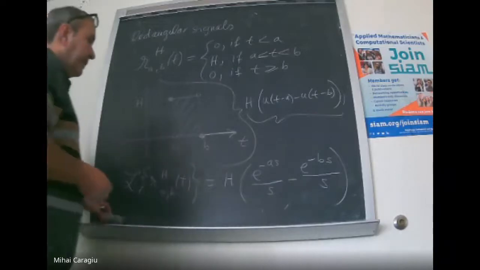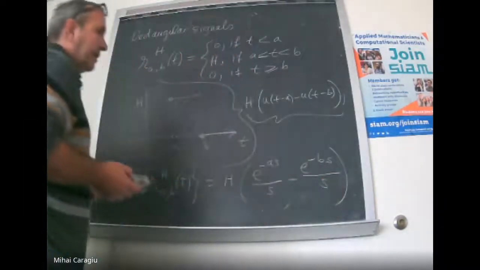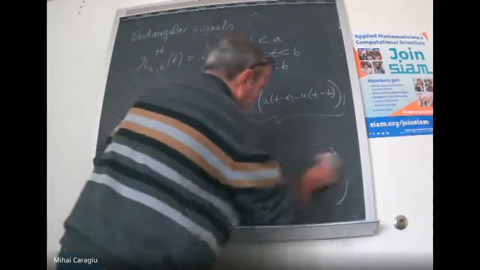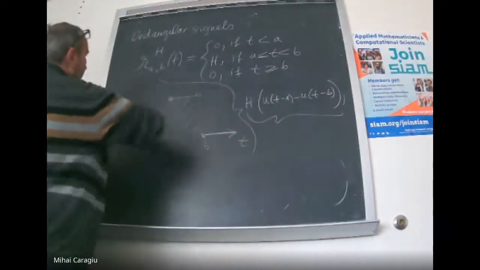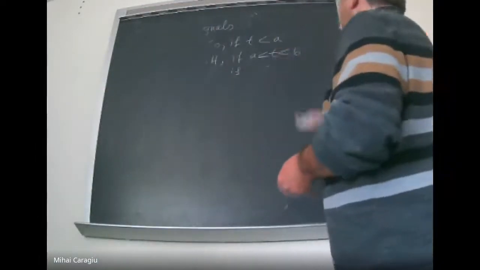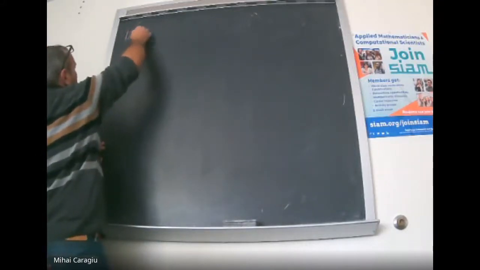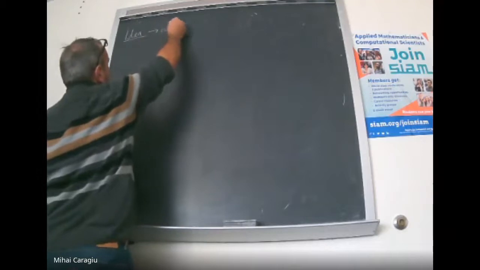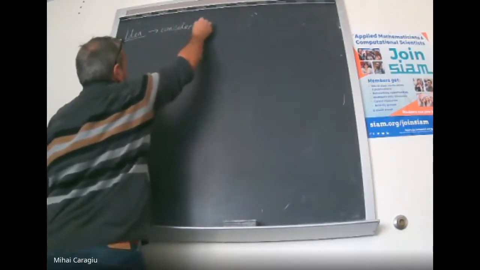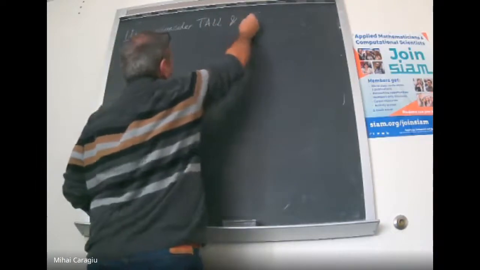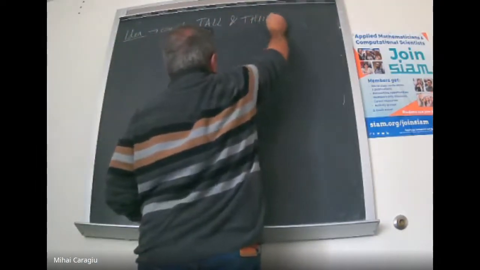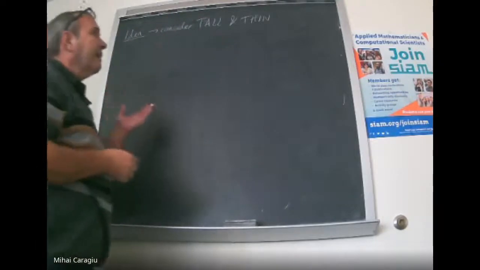Okay, next, we'll move towards defining delta functions. Before defining delta functions, let me think about the process in which we consider tall and thin rectangles while preserving the area of the rectangles. So here's the main idea: we'll consider tall and thin rectangles while preserving the area.